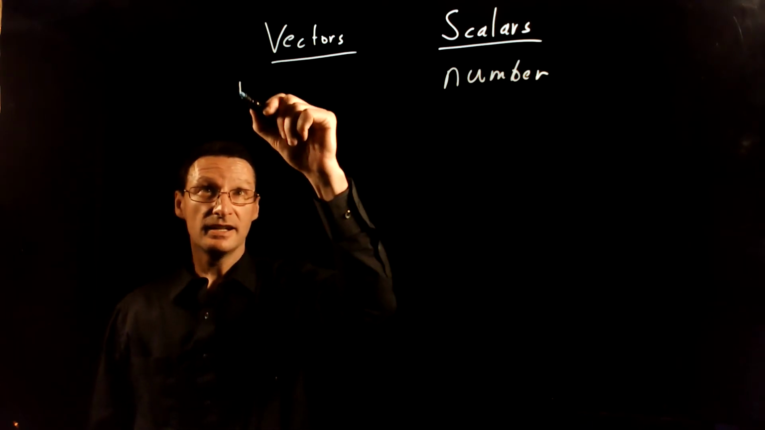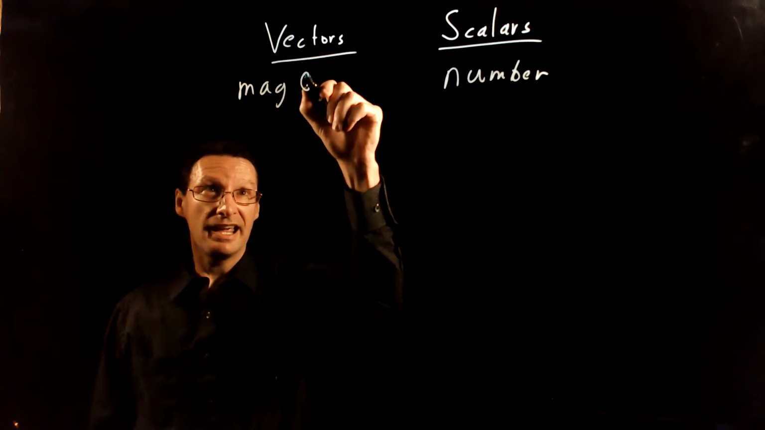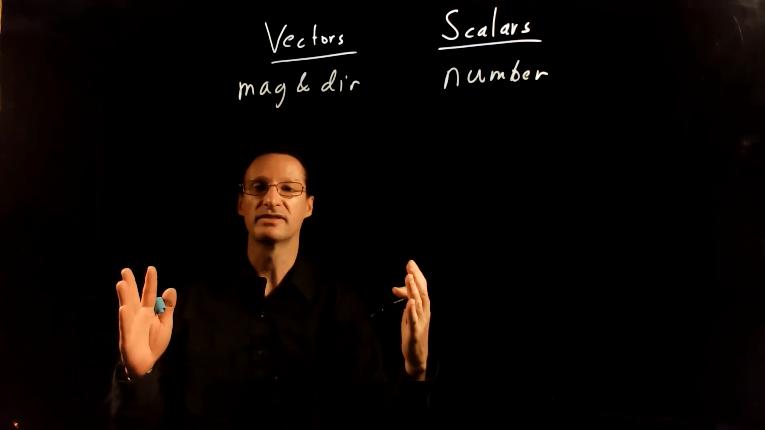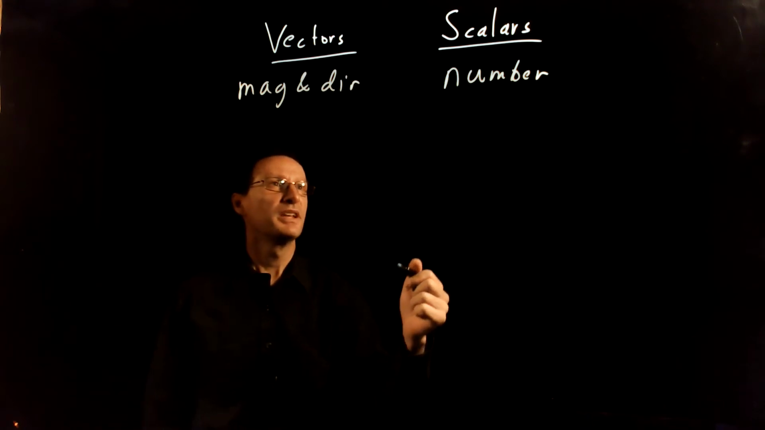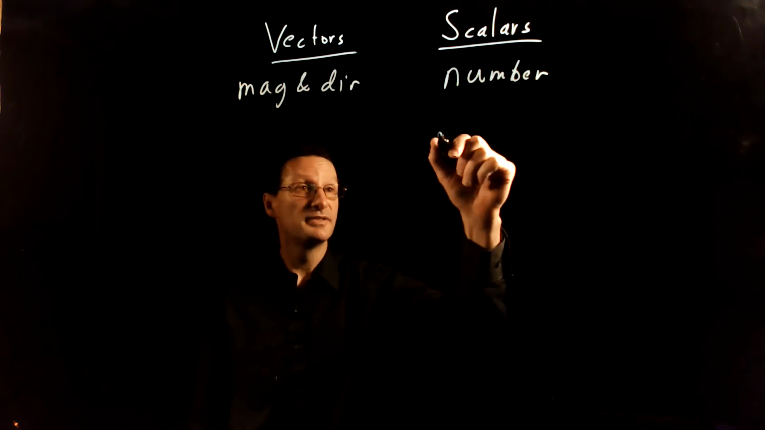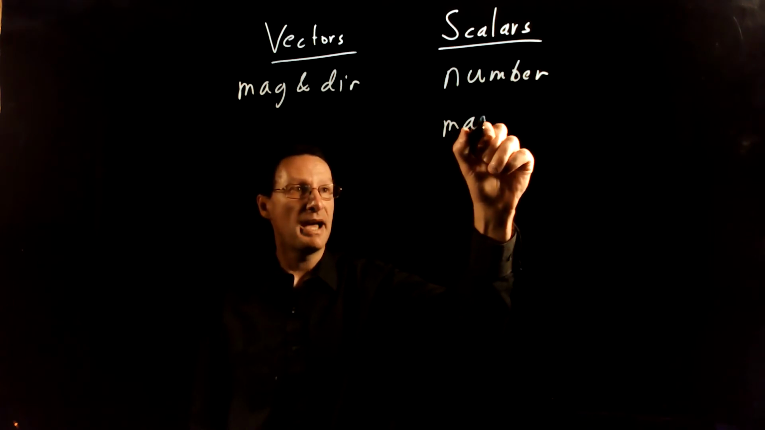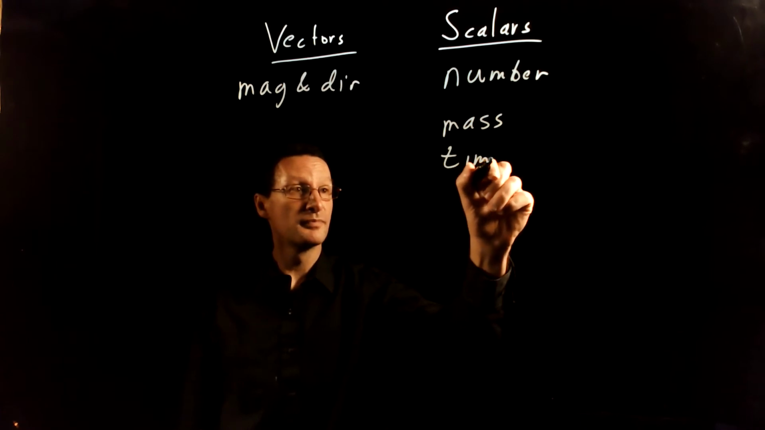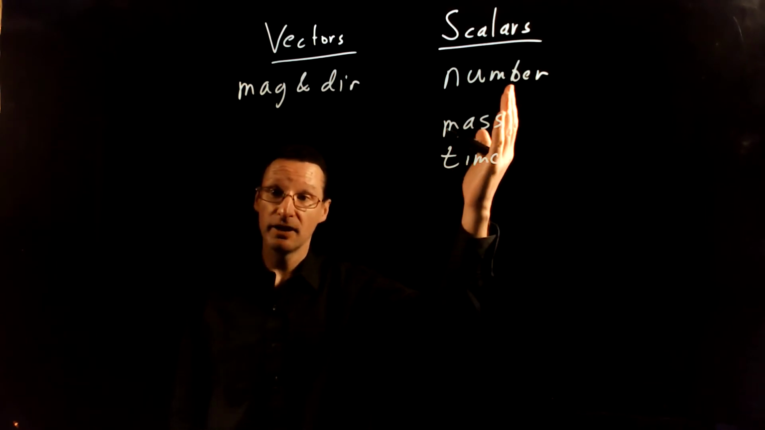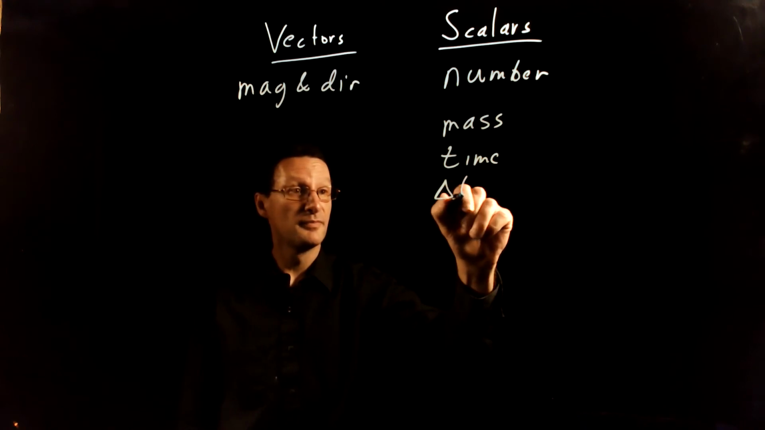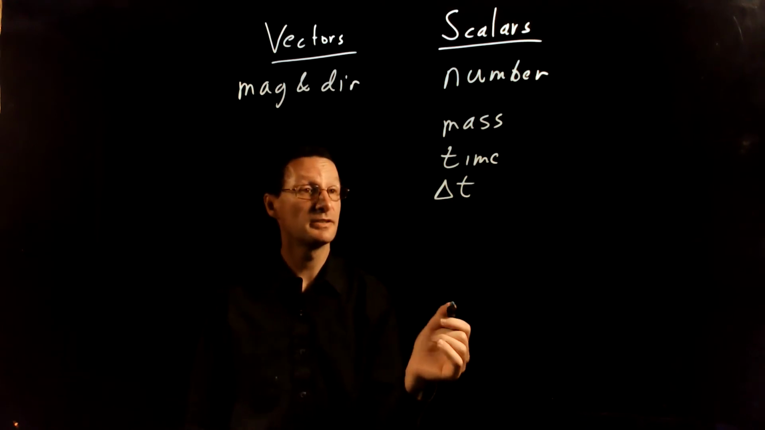A vector is a magnitude and a direction. And what do I mean by magnitude? Well, it's just like a length or an amount. Some examples of numbers, scalars, that you've seen before are things like mass. That's a good example. Time. Anything that can be derived by differences in two scalars, like a time interval, that would be also a scalar.